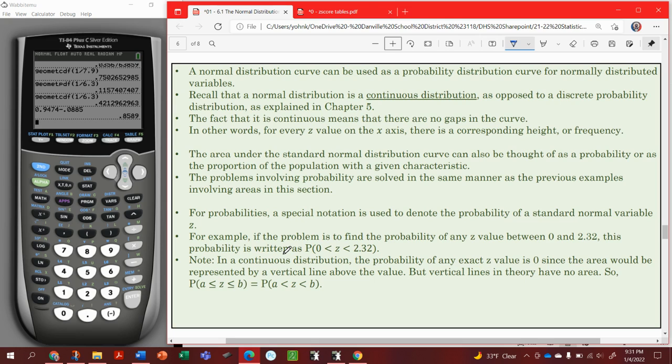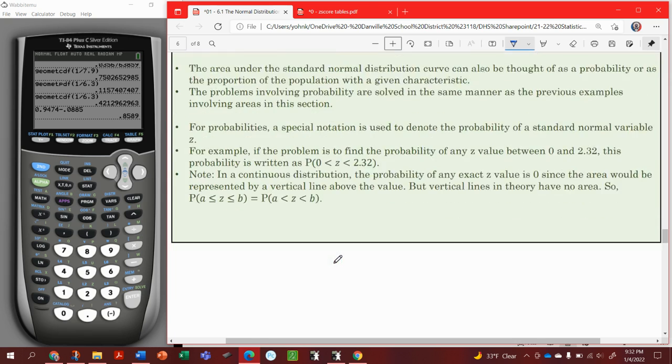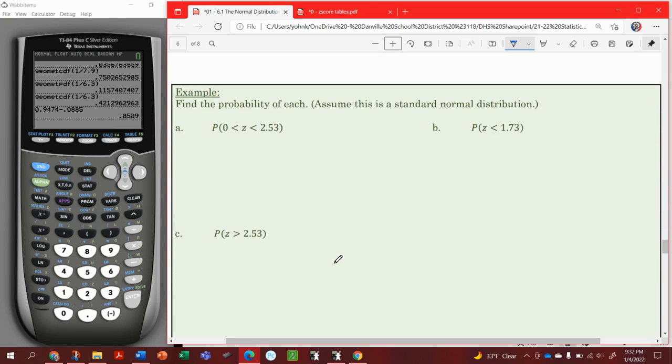Now, because this is a continuous distribution, the probability of any exact value is going to be 0, because that value is represented by a vertical line, and you can't be on the vertical line if you're trying to be somewhere underneath the curve. So anytime you have any probabilities that are equal to something else, we just ignore them. And so the probability that A is less than or equal to Z is less than or equal to B just becomes the probability that A is less than Z is less than B. We don't have to worry about those vertical lines. They don't influence the total probability in any way.